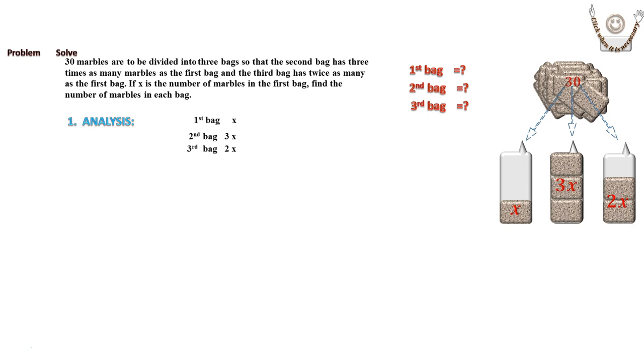Analysis. x is the number of marbles in the first bag. Okay, so now let's talk about the second bag. As you see from the problem, the second bag has 3 times as many marbles as the first bag. So it will be 3 times x or 3x. And the third bag, look into the problem and you will see that the third bag has twice as many as the first bag. So it will be 2 times x.